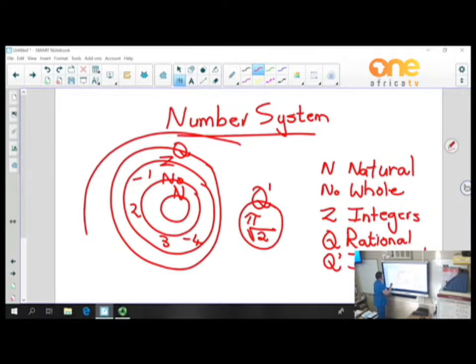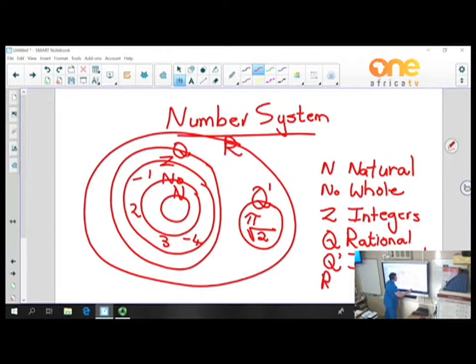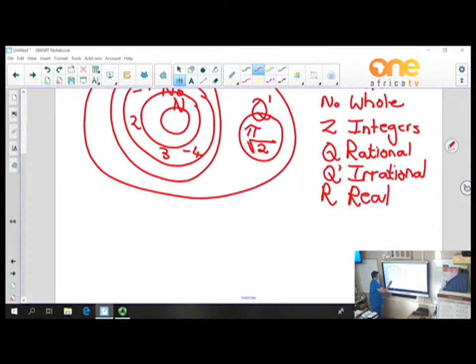And then this whole set is included in the set of real numbers. The R stands for real numbers, numbers that exist. We find unreal numbers as well. An example of that will be whenever you have a negative in a root. This is an example of an unreal number. It doesn't exist. You can't get it. So this is just an introduction to show you how this number system works.